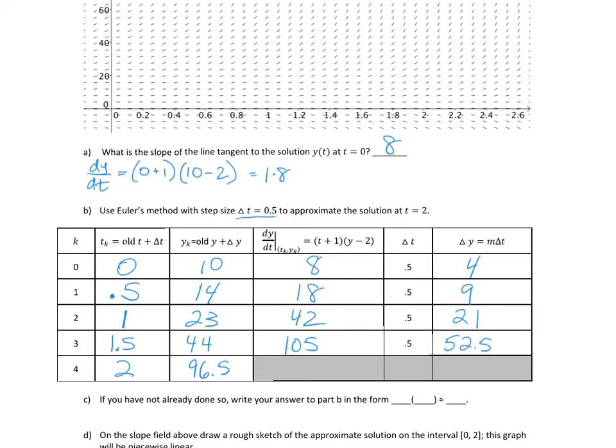And I know that's where I want to stop, because that's what I was asked to find: the y value when t is 2. So here I have a t value of 2, and here's my y value, 96.5. To write this in function notation, we would say that y of 2 is approximately 96.5.